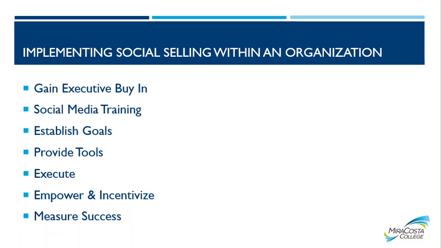So when you implement a social selling plan with your organization, you want to gain executive buy-in. So you want to make sure that the CEO is on board, all the department heads are on board. It just makes your life so much easier. Provide social media training to the sales reps. Establish goals for them. Provide the tools to help them. Execute the plan. Empower and incentivize.